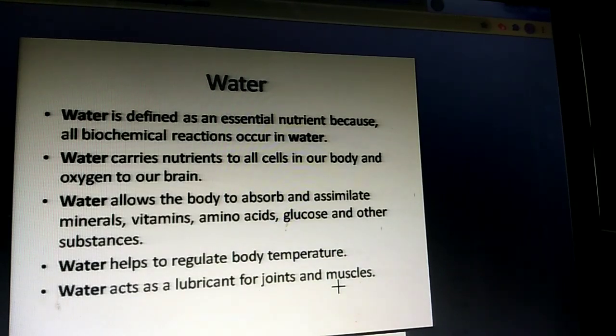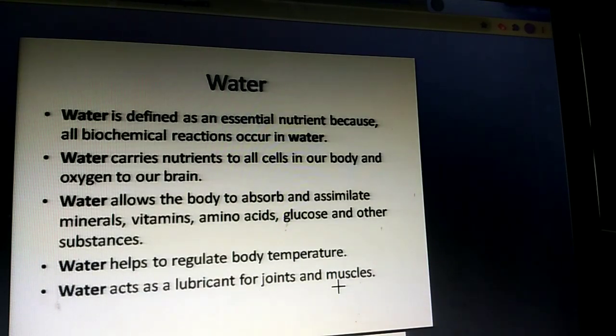Water is one of the essential nutrients because it does so many activities in our body. There are so many biochemical reactions, I told you all these components are chemical substances. Whatever biology is occurring in living organisms, to carry out internal reactions, water is very, very essential.